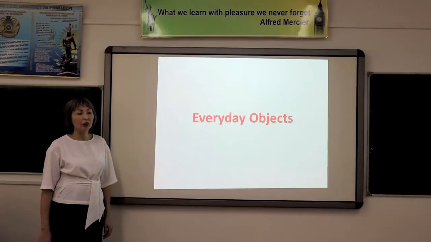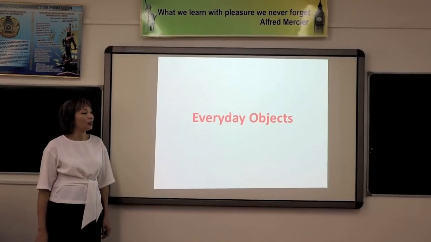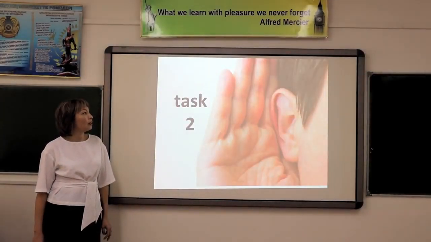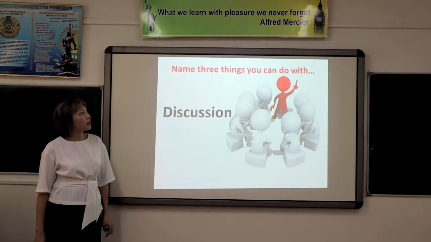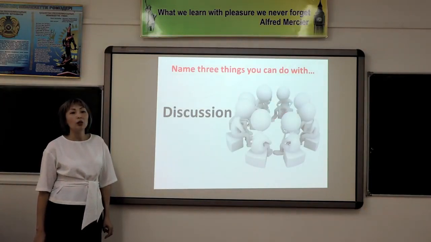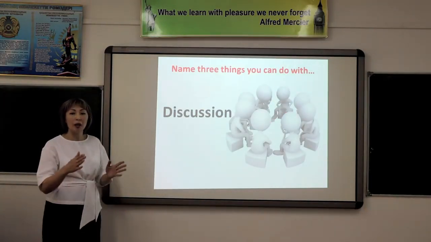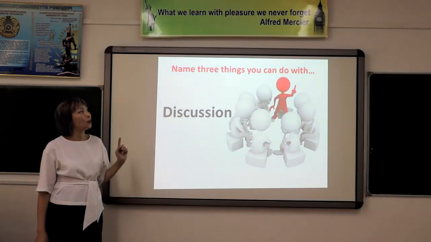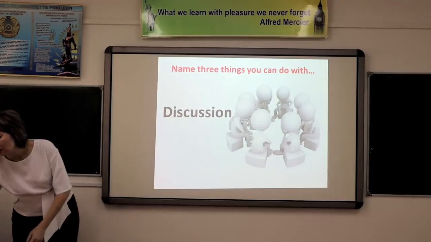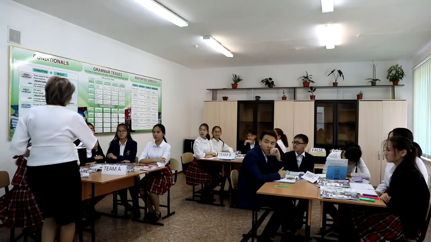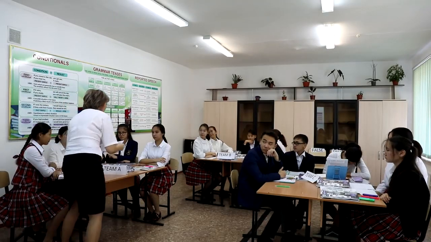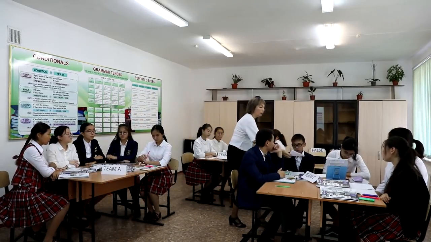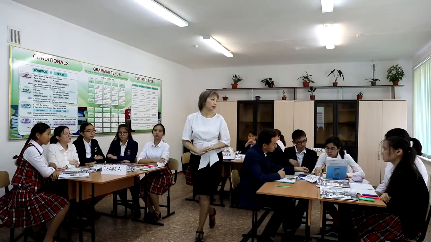Now, okay, guys, thank you very much. The theme of our lesson is, as you see, everyday objects. And the next task for you is task 2. Name 3 things you can do with. You should discuss in your groups, in Team A, in Team B, and in Team C. Name 3 things that you can do with. Okay, each team, I will give you 3 pictures, and you should discuss them in the team. And you should make up sentences.